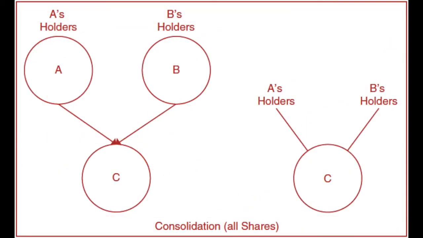Now there's another form that mergers can take, and that is the so-called consolidation. That's a transaction in which neither of the original firms survives as a continuing entity, and the shareholders of both of the original firms are merged into shareholders in the surviving firm.